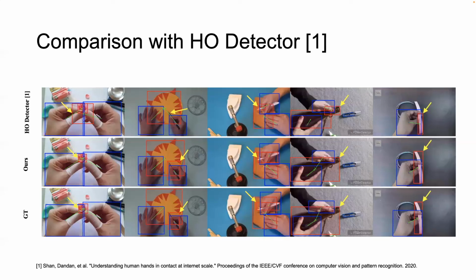We also compare the qualitative results of hand-object interaction detection. The difference is highlighted using bold yellow arrows. As we can observe, our method is robust to the scenes where objects are overlapped or occluded by hands.